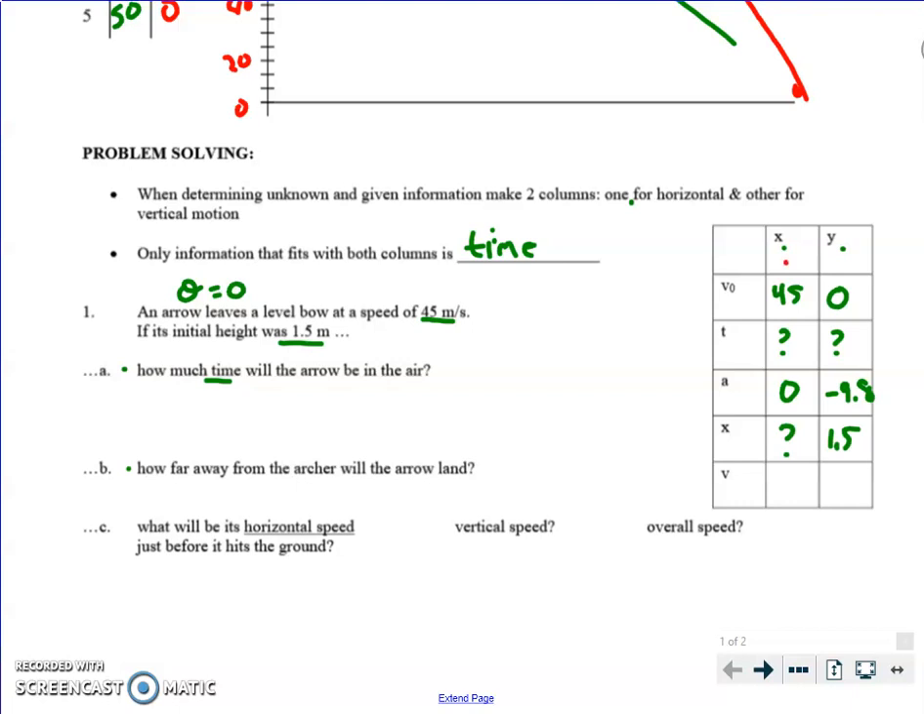Well, the horizontal has this and this, but we're missing two other pieces. So we can't use horizontal, so we have to use vertical. So we have three pieces of information. So what equation would help me tie together distance, time, acceleration? Well, the one we use quite a bit. So I'm going to do it in terms of y.